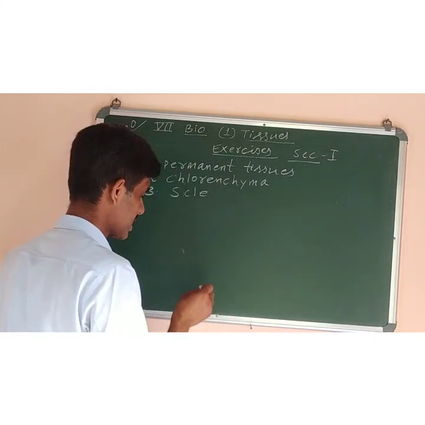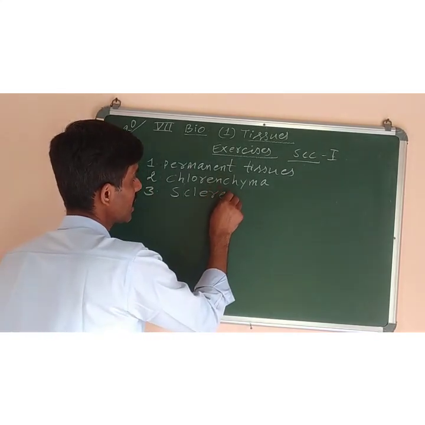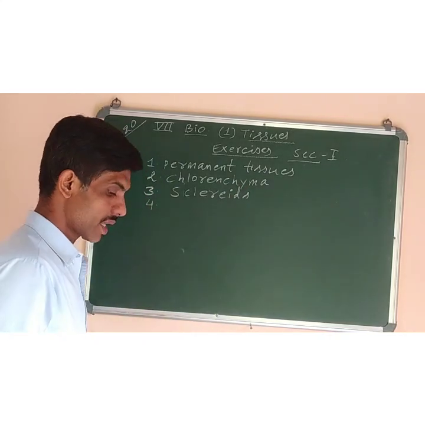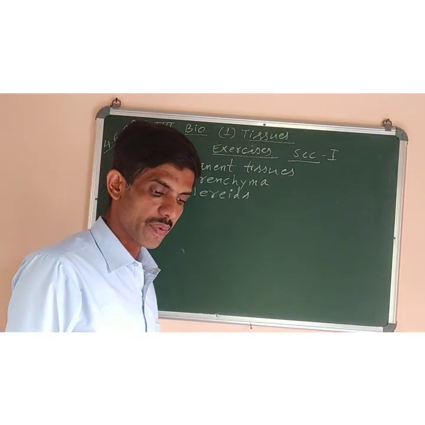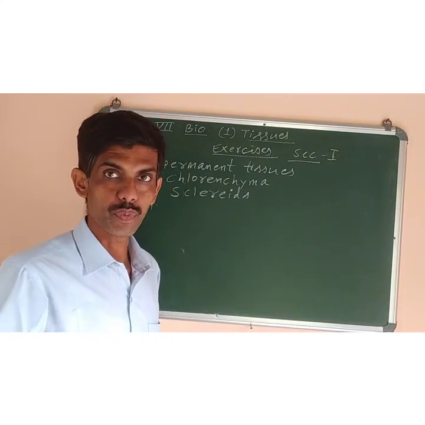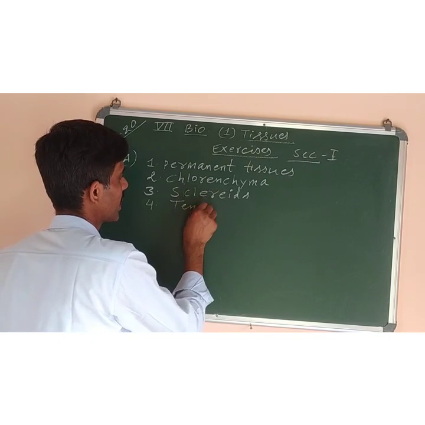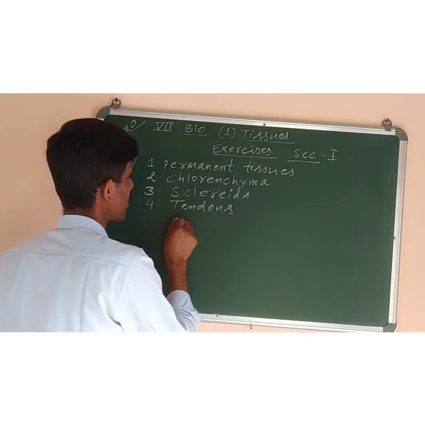S-C-L-E-R-E-I-D-S. Sclerites. S-C-L-E-R-E-I-D-S. Take the spelling and write it correctly. Sclerites. Then the fourth question is a type of connective tissue that connects muscles to bones. They are called tendons. Tendons are the type of connective tissue which connect muscles to bones.